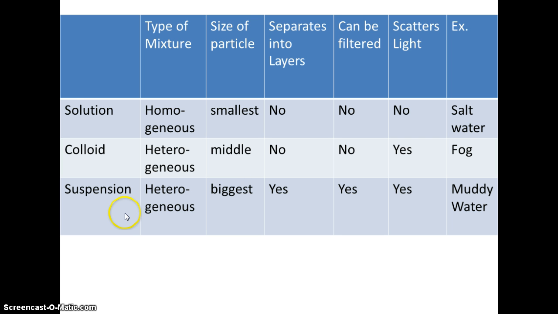And then lastly, we have suspension, which is heterogeneous. It has the biggest size particles, and it can separate into layers, it can be filtered, and it can scatter light. An example of this would be muddy water. If you notice, after a certain amount of time, the mud is going to separate from the water, and the mud will sink to the bottom. That is it for today's notes.